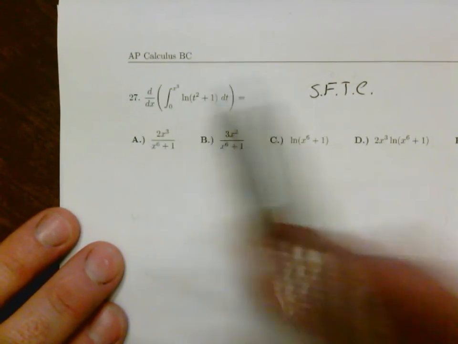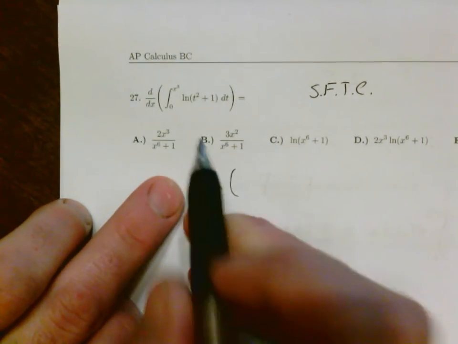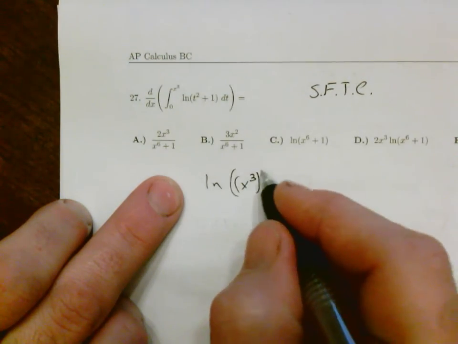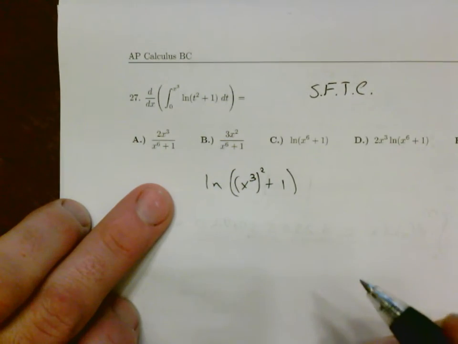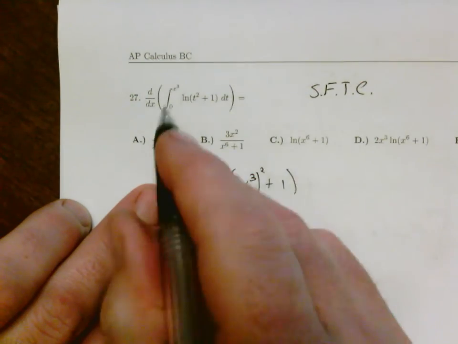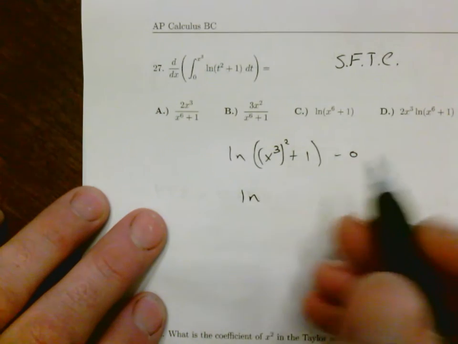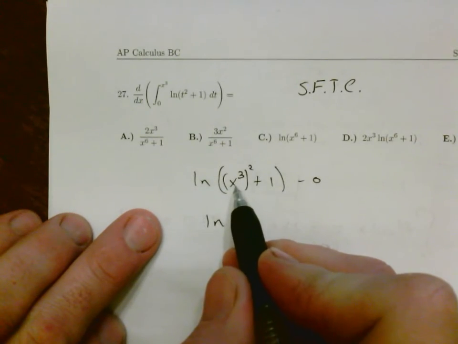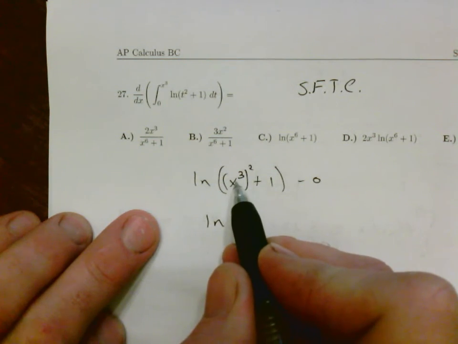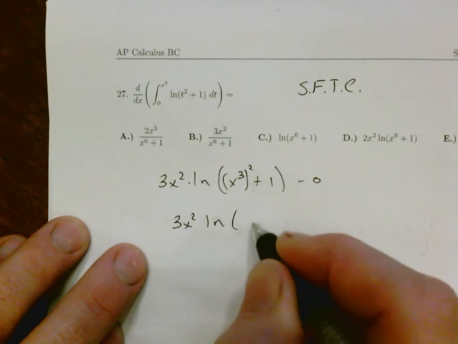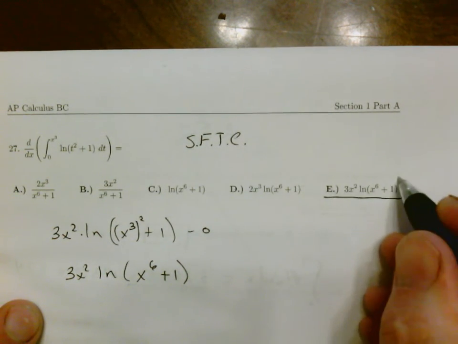So take x cubed and put it in for that. So you're going to have ln of t, which is x cubed, but t is being squared, plus 1. And then minus, you have to plug in the 0, but that just goes away, so it's minus 0. So this is just ln. Oh, wait, I forgot. After you plug it in, remember you have to multiply through by the derivative of x cubed, which is 3x squared. So 3x squared times x to the 6 plus 1. So you come over here and the answer is e. Okay, simple one.